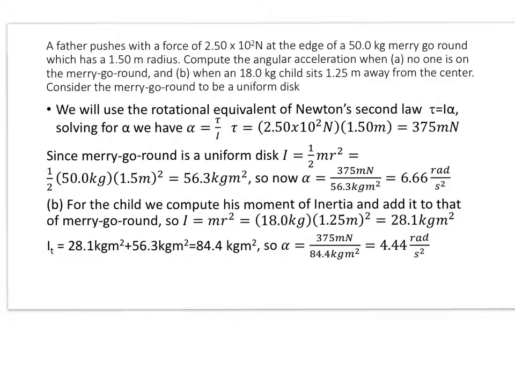Now, to get the total moment of inertia of the merry-go-round with the child sitting on it, we have to add that to this value over here. Okay, so that gives us 84.4 kilograms square meters. This is the now total moment of inertia of the merry-go-round with the child on it. So now the angular acceleration is equal to the same torque. That hasn't changed, but this new moment of inertia. So now the angular acceleration is 4.44 radians per second squared.